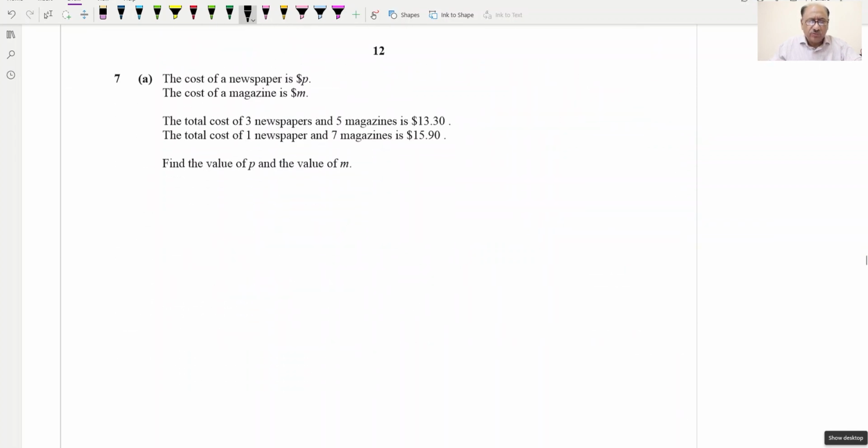Question number 7 is a simultaneous equation question. The cost of a newspaper is P dollars, the cost of a magazine is M dollars, the cost of 3 newspapers and 5 magazines is 13.3. So 3 newspapers, each newspaper is P, so 3P plus 5 magazines, which is m, so 5m is equal to 13.30. So this will be our one equation.